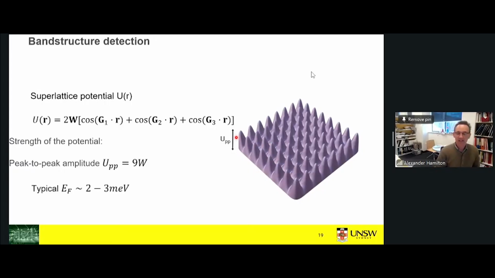The other thing that matters is what is the typical Fermi energy of the carriers? What is the typical carrier energy? And for electrons in gallium arsenide, that's typically of order 2 to 3 millielectron volts.